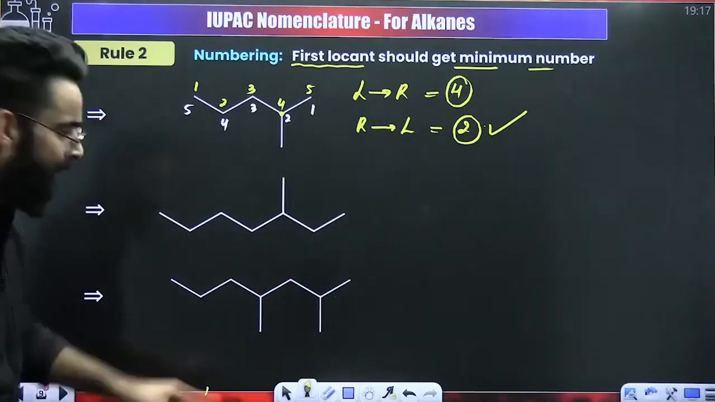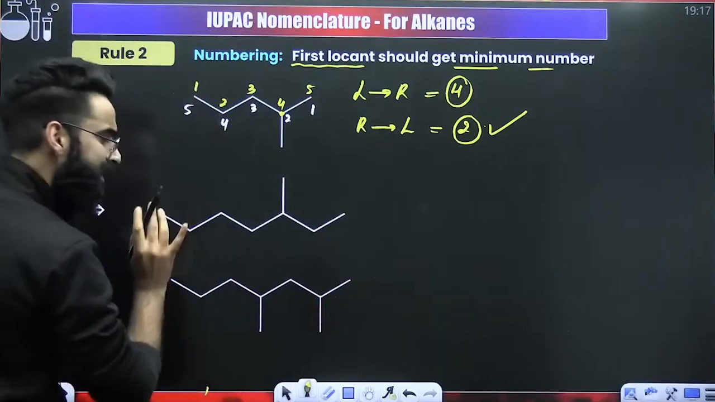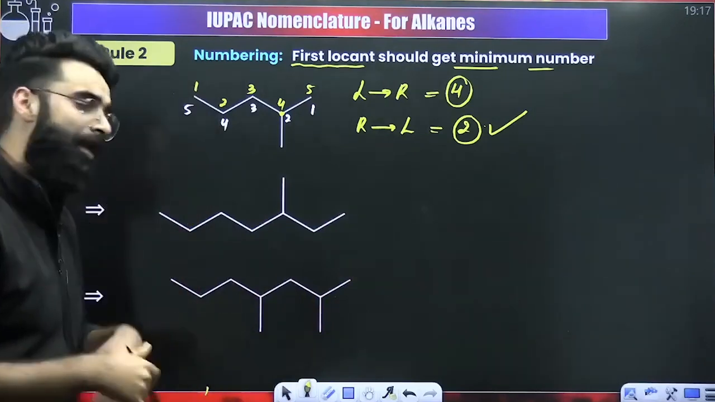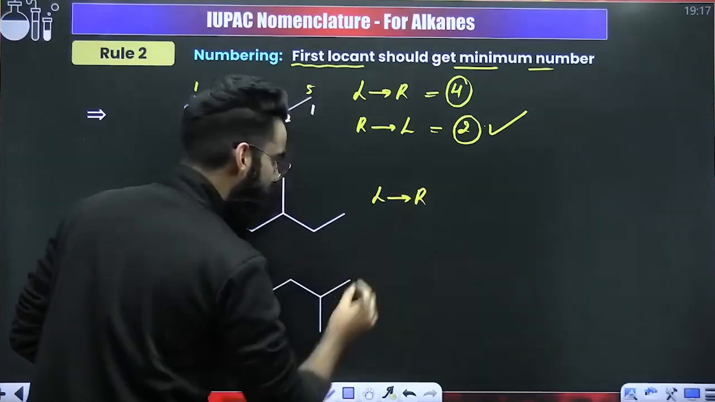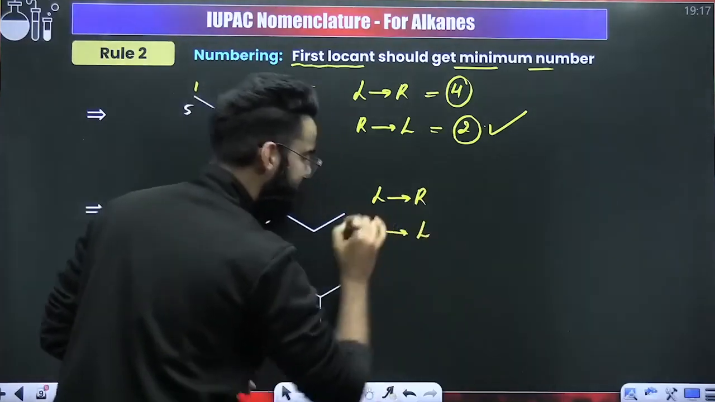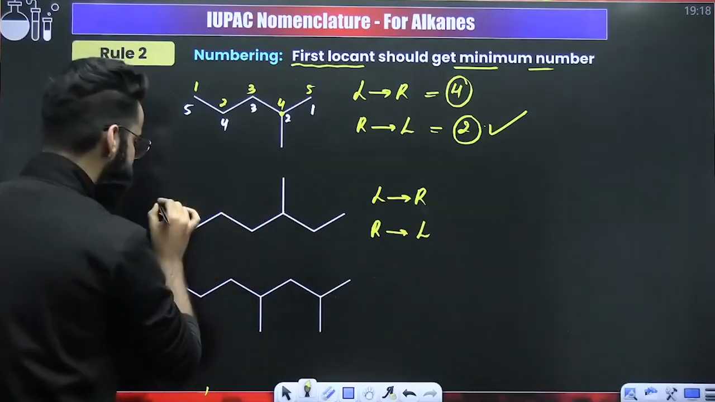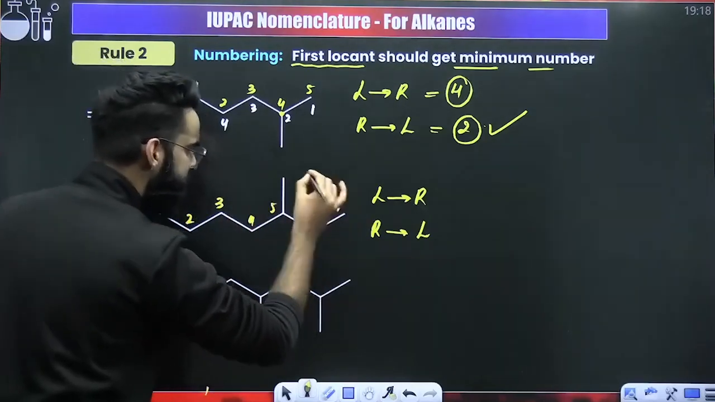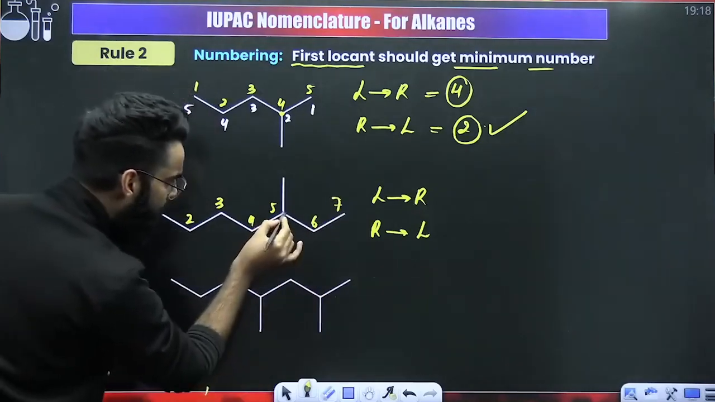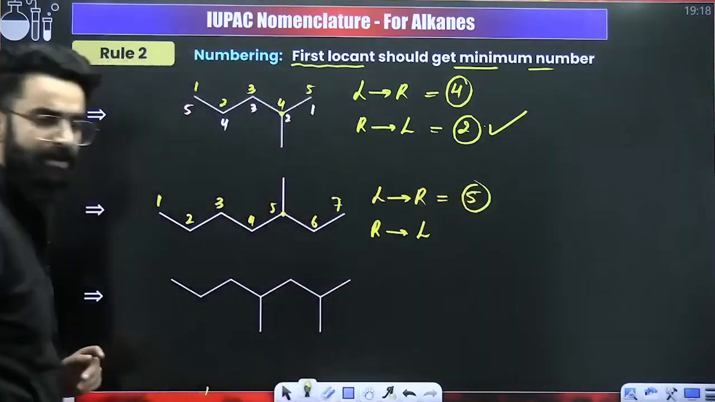In this particular case, you will be selecting the longest possible carbon chain, and after that you'll start the numbering. Now you have two ways: either start the numbering from left to right or from right to left. Let's understand how to do the numbering exactly. If I start from left to right, this is carbon number 1, this is 2, 3, 4, 5, 6, 7. So the first locant over here is getting number 5.